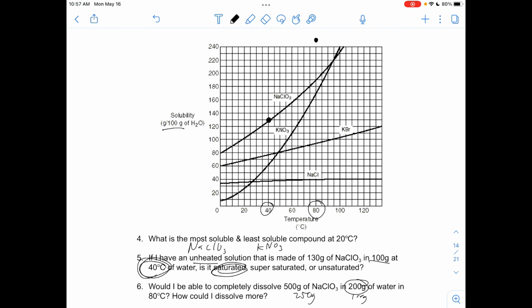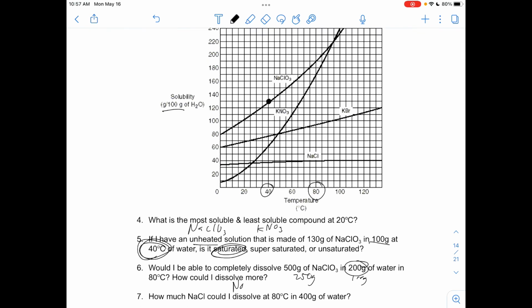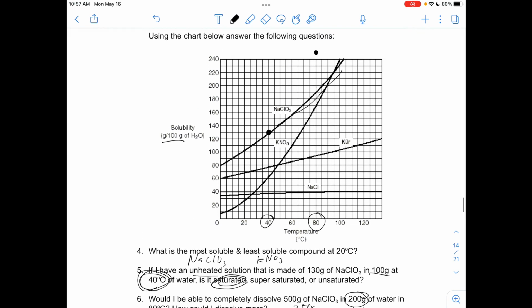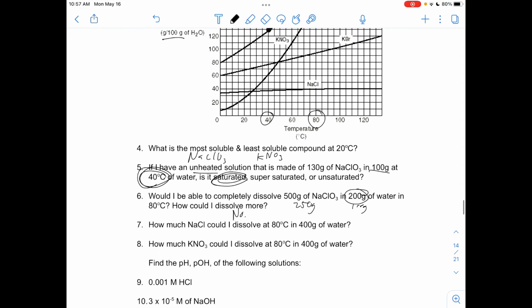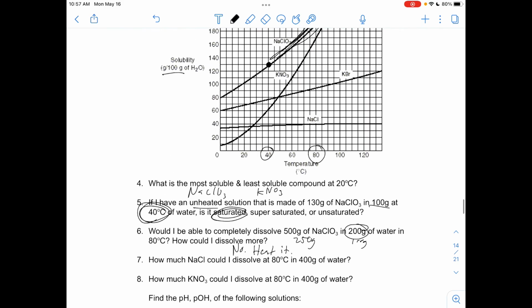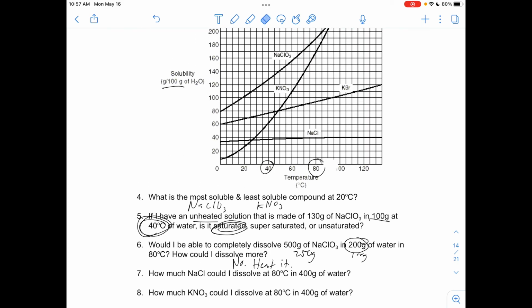Would I be able to dissolve it in 200 grams of water? And the answer is no. Because it's above this line here, it's above the NaClO line, and so in order to dissolve more, I have to heat it, to make it supersaturated.